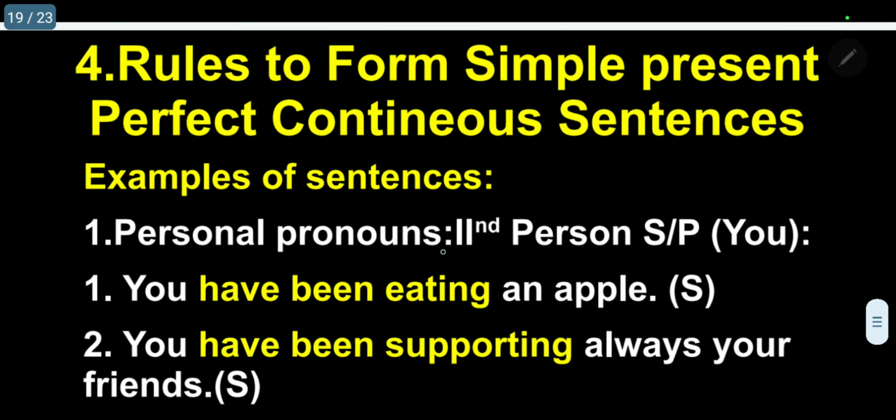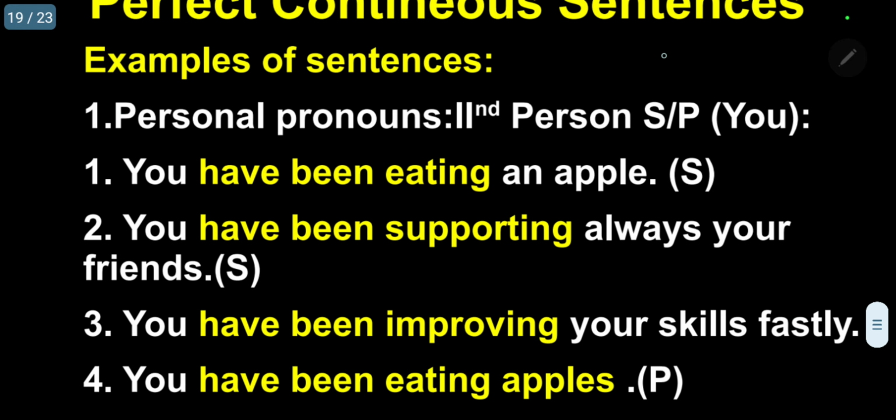Now, second person pronoun, second person, singular or plural, both are same. You singular, you plural also you. But in English we cannot differentiate, but in Tamil we can. Say for example, you have eaten an apple. I am putting singular. That means நீ ஒரு ஆப்பிளை சாப்பிட்டு கொண்டிருக்கிறாய்.